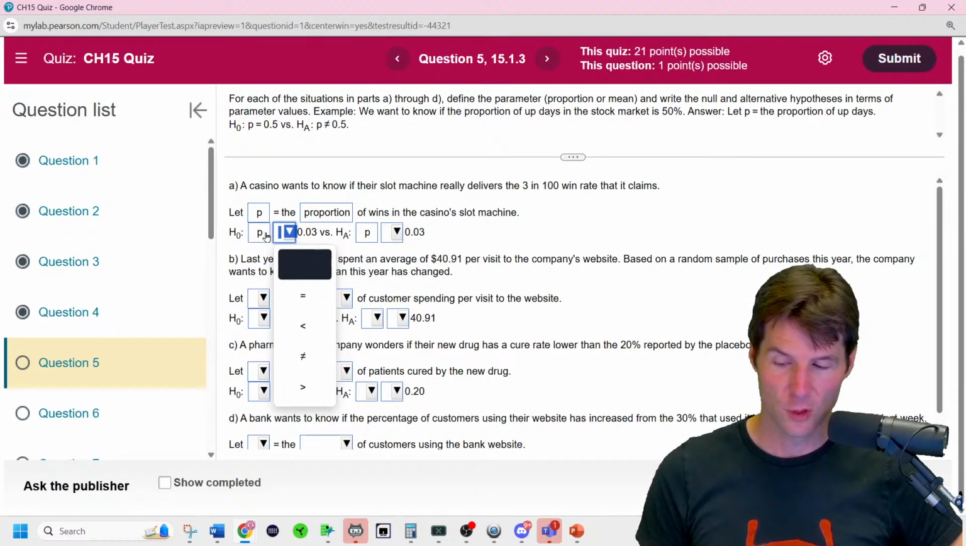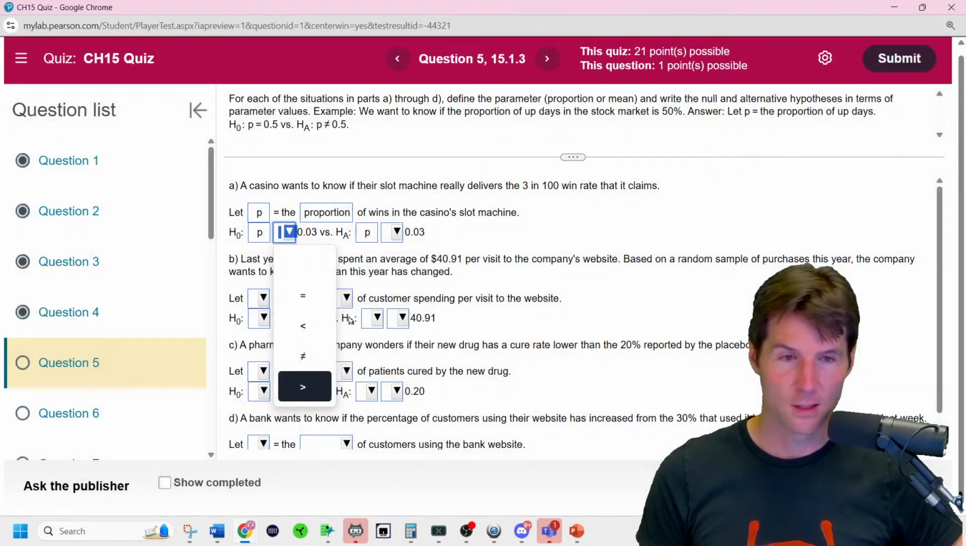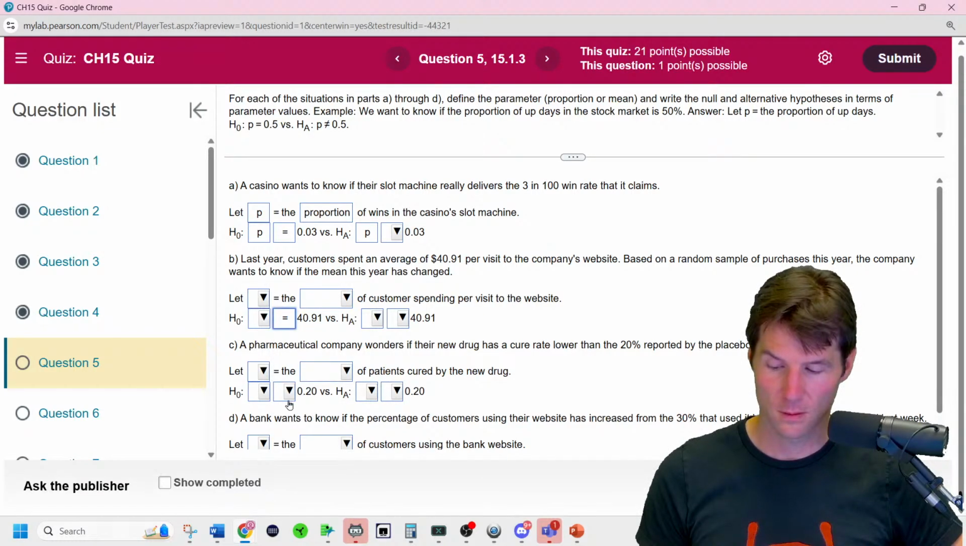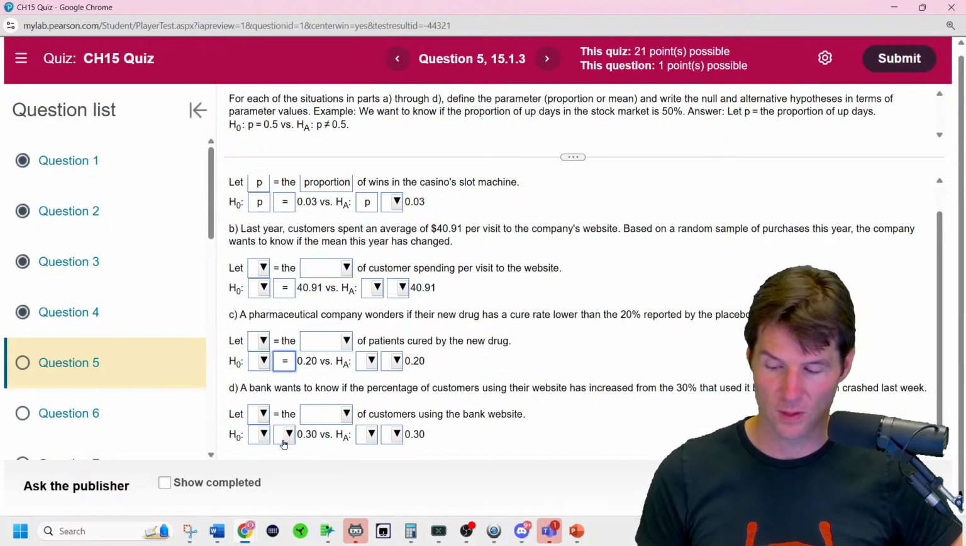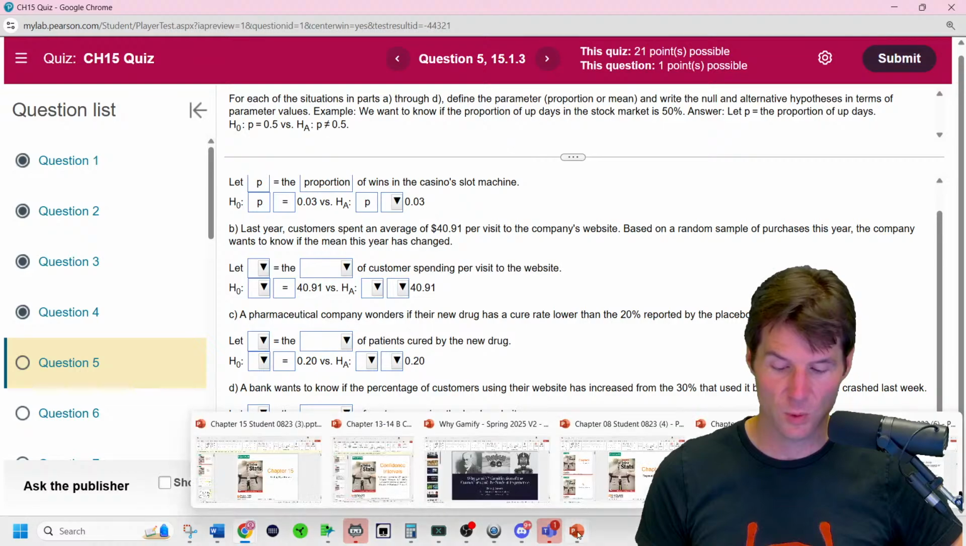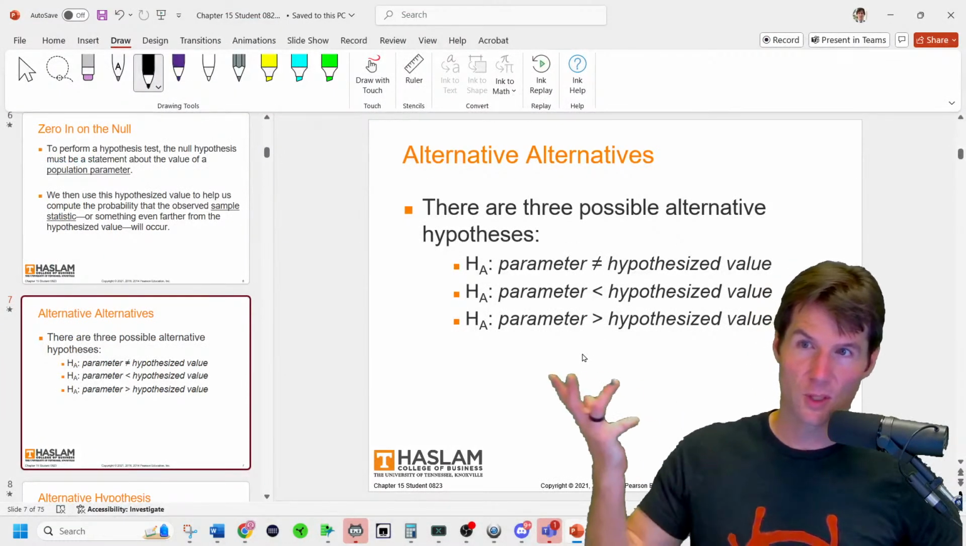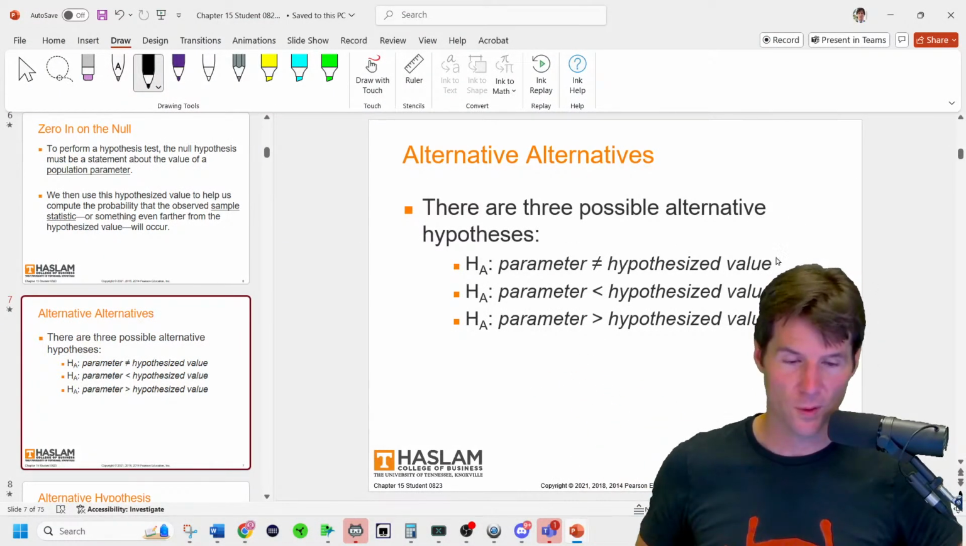This is the null. The true proportion is what? The null has the what sign? The equals. So you know what we can do? Just go down here and go equals. We don't have to think through those. The null has the equal sign. The only thing that changes between the null and alternative is the alternative has a different sign. So you just put equals for all those.